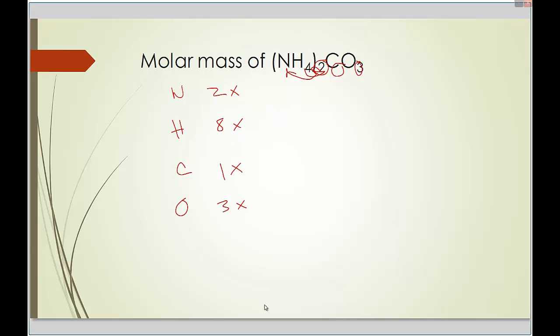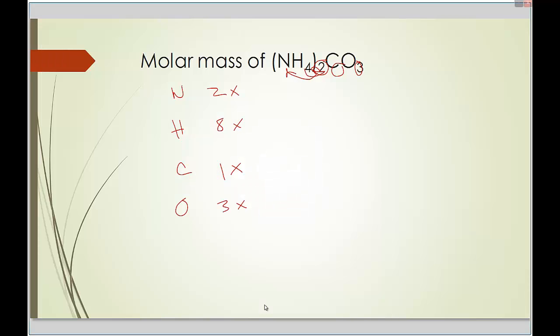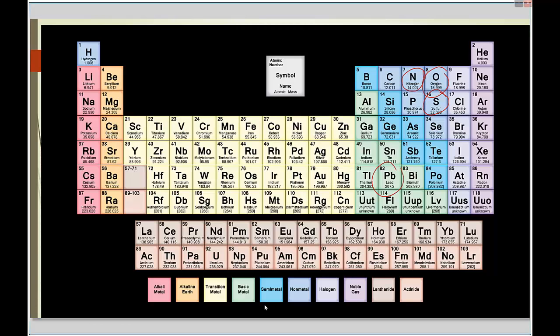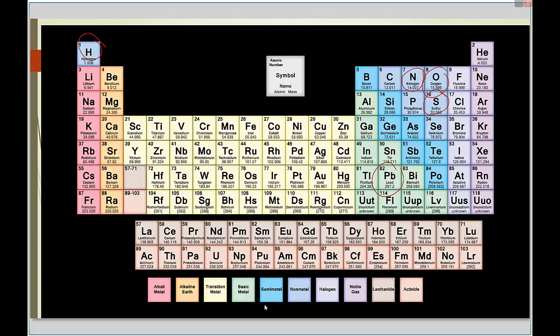Now once again we go back to the periodic table. Nitrogen is 14.0. So that comes out to be 28.0. Hydrogen is 1.0. So that comes out to be 8.0. Carbon is here at 12.0.